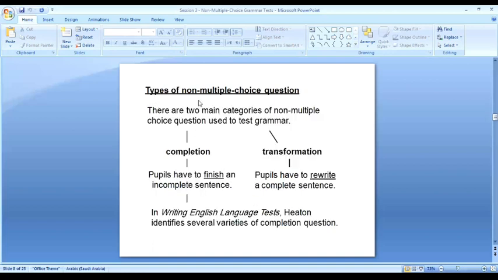So we have types of non-multiple choice question. There are two main categories of non-multiple choice questions used to test grammar. The first one is completion, and the second one is transformation. In completion, pupils have to finish an incomplete sentence. In transformation, the students have to rewrite a complete sentence. So we have two types of non-multiple choice questions.